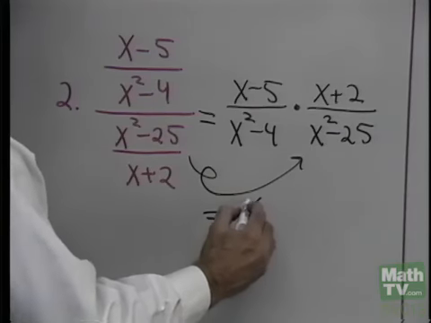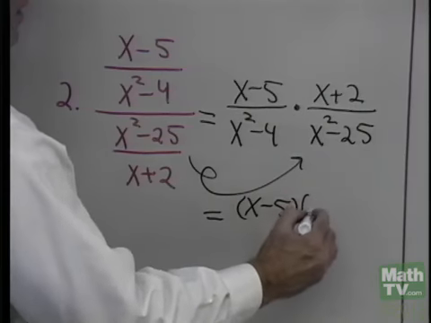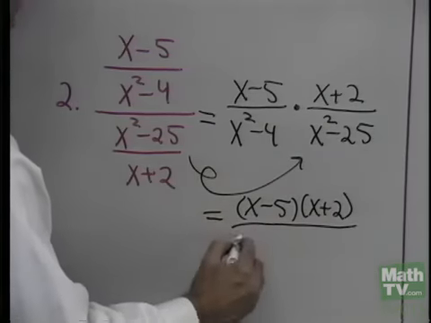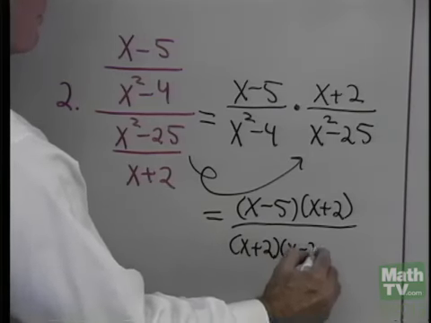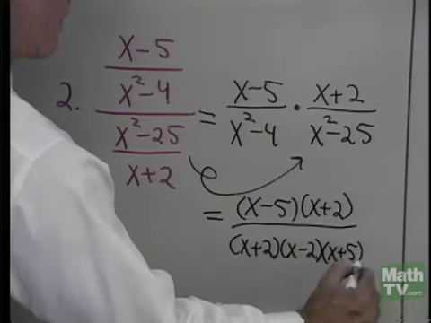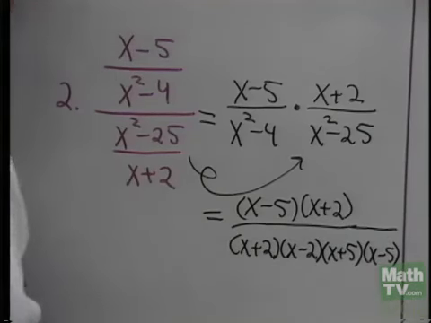Now I simply do my factoring. Here's my x minus 5 times x plus 2 when I multiply. In the denominator, x plus 2, x minus 2, and here x plus 5, x minus 5. And I look for common factors.